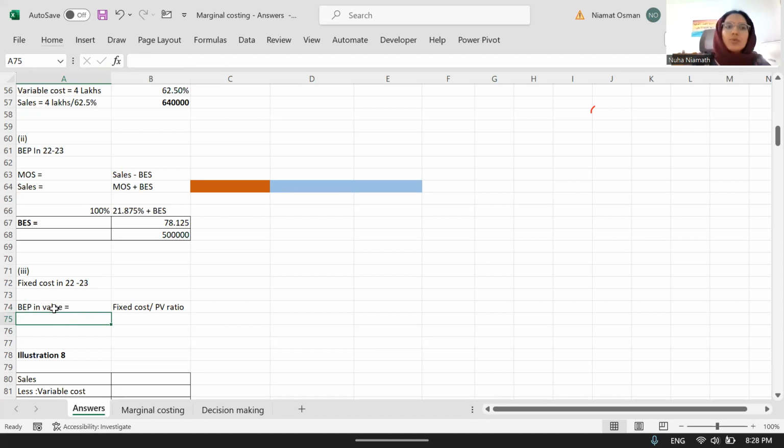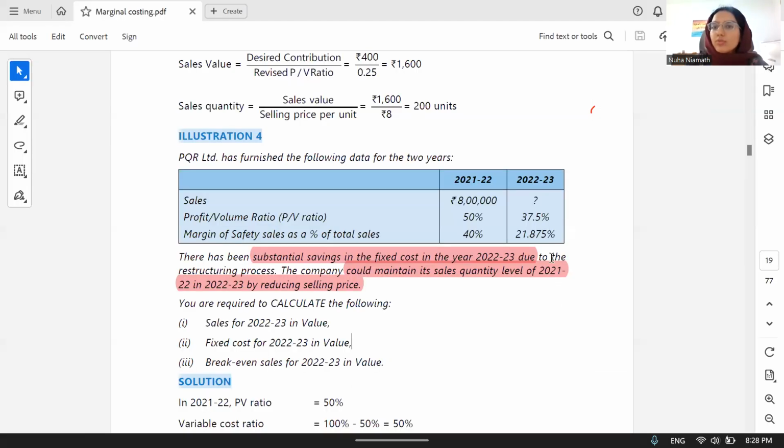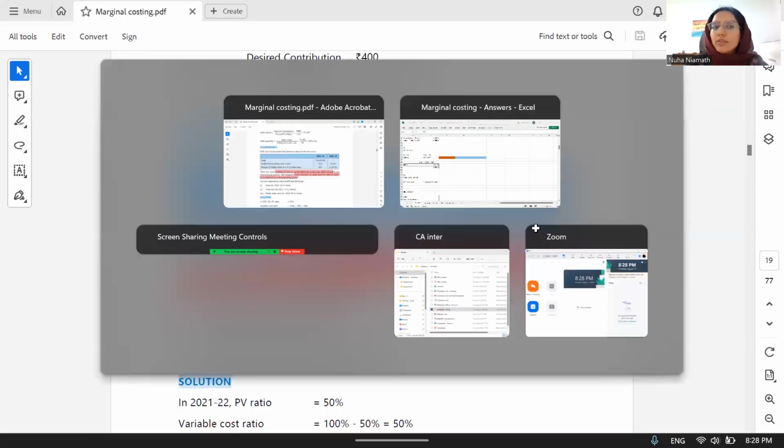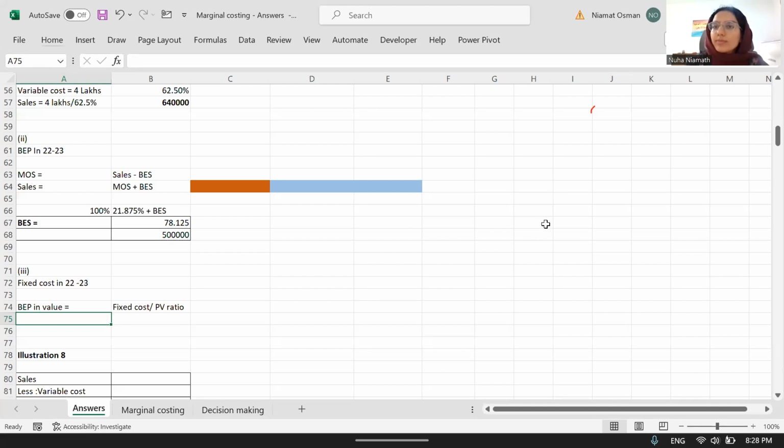Okay. So now BEP in value is fixed cost by PV ratio. So we have BEP in value 5 lakh. We have PV ratio 37.5%. So can we calculate fixed cost then? Fixed cost will be what? Can somebody tell me from here what is fixed cost? Not the value, the formula. Not the value, the formula, Taslim.